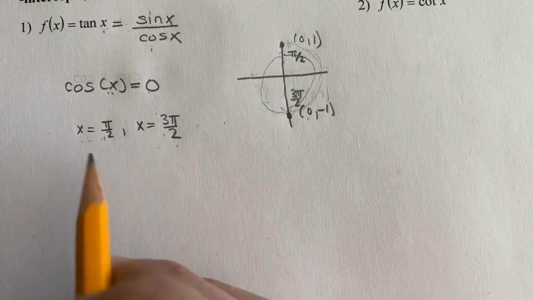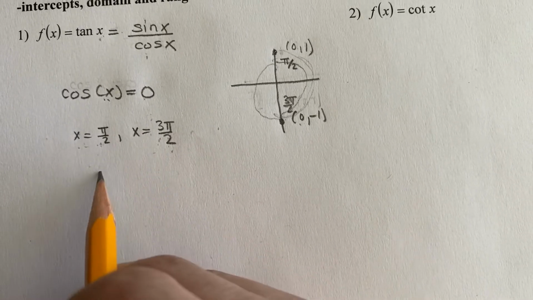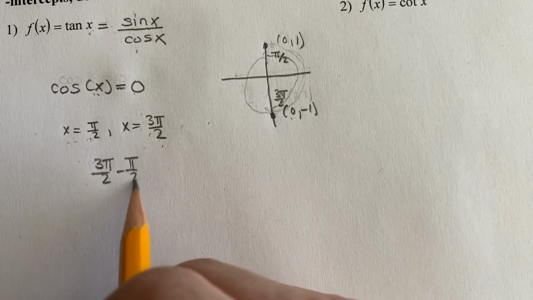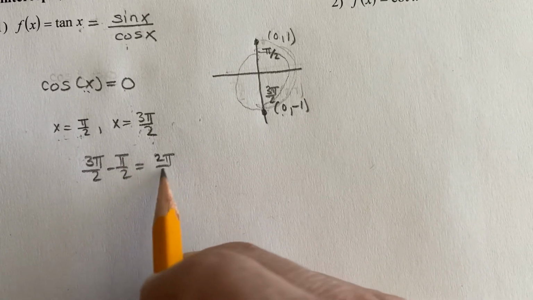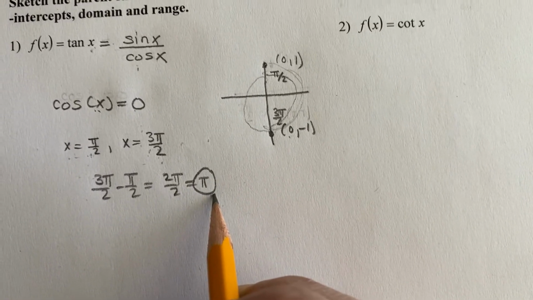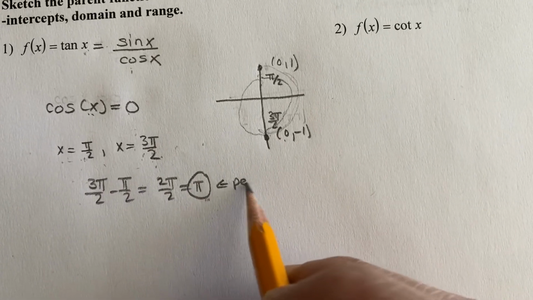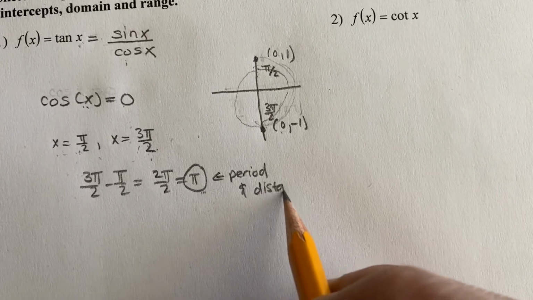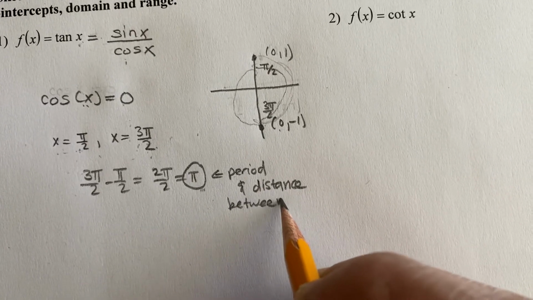Let me just quickly show you the work. The distance between pi over 2 and 3 pi over 2, if you don't believe me, is 3 pi over 2 minus pi over 2, which is just 2 pi over 2, which is just pi. And this happens to also be the period. It's also the distance between the VAs. This is called the period, and the distance between VAs.